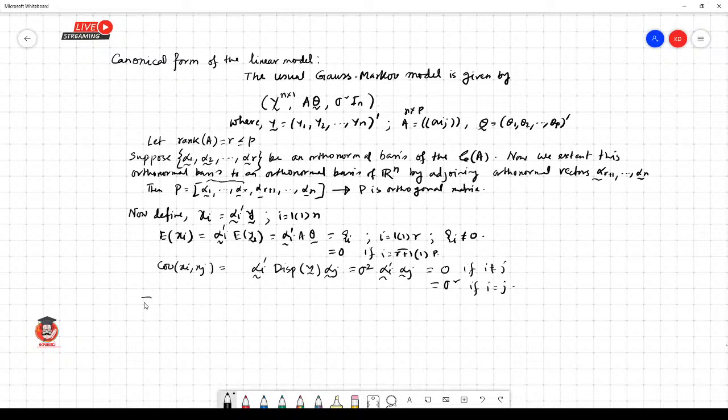So this implies x1, x2, xn are uncorrelated, and dispersion of x curl, where x curl is x1, x2, xn prime, equal to sigma square In.